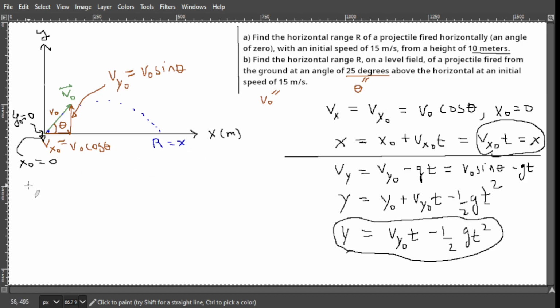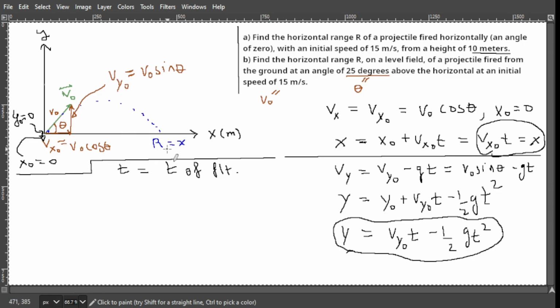I think of t as being the time of flight. Let t equal the time of flight. I'll just abbreviate it. So when t is equal to the time of flight, the position is going to be x equals the range. The horizontal position is x equal to range, and y is equal to 0.